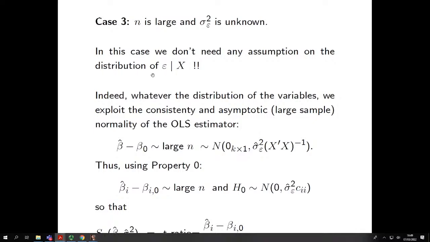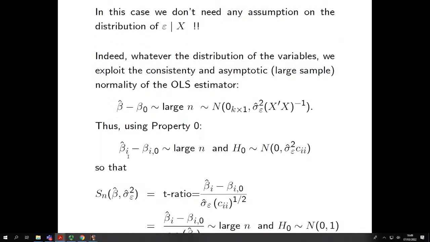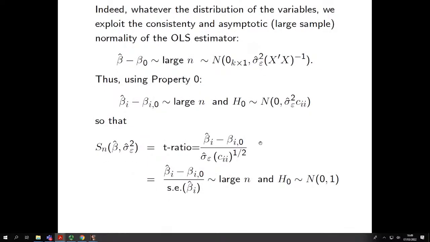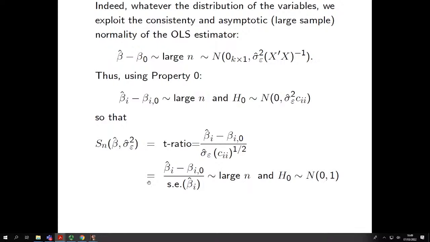But on top of that, we don't need normality. That is the difference with respect to case 1. In case 1, we have normality here. We don't need normality here, but we have a large sample. With a large sample, we have this normal approximation. You can see that I already have replaced the unknown sigma square epsilon with the sigma square epsilon estimator. Okay? And so property 0 says the coefficient will be normal as well. I can standardize, as we know. And again, in this case, large N, the standardized object, the T ratio, will be normal 0, 1.